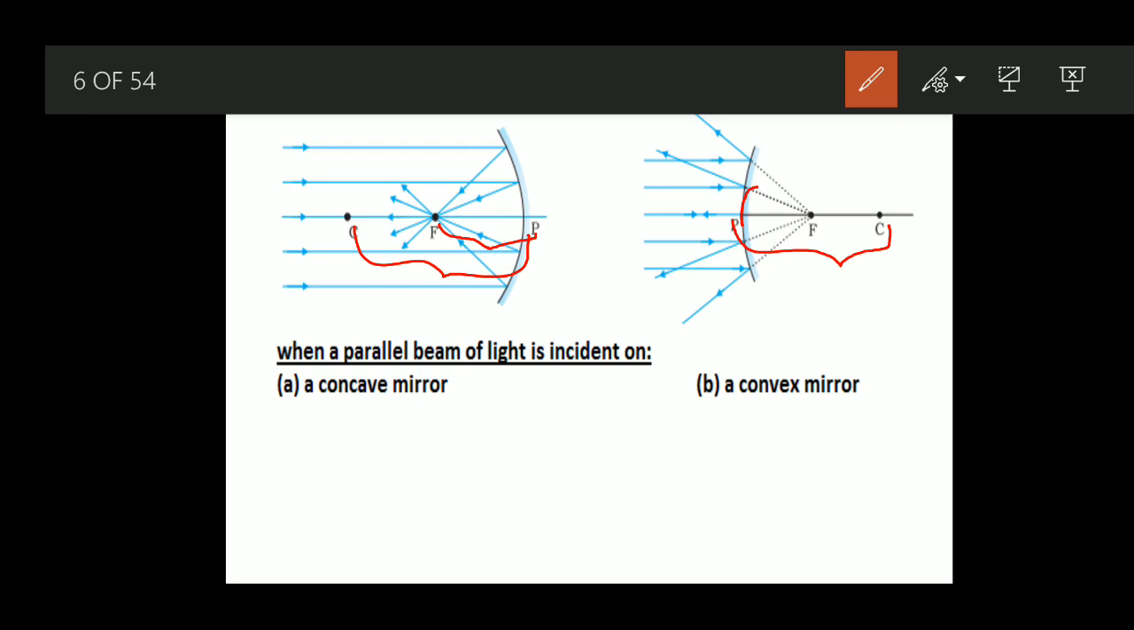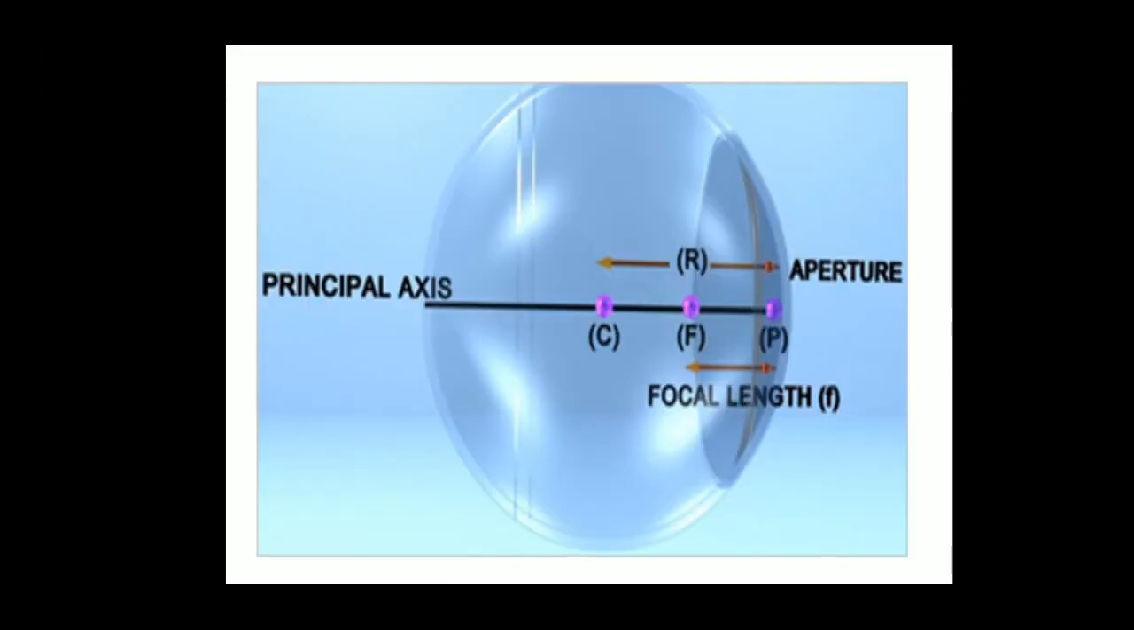And the distance between pole to focus, that distance is called the focal length. So this is the way we have derived. Actually, this is a mirror. Which mirror? Concave mirror. It is made from a big spherical surface.